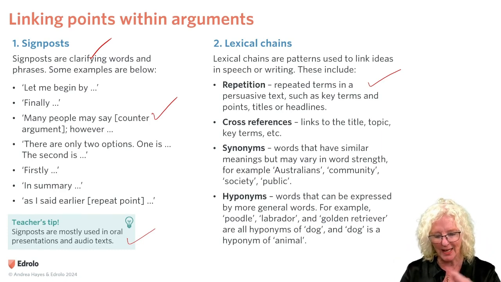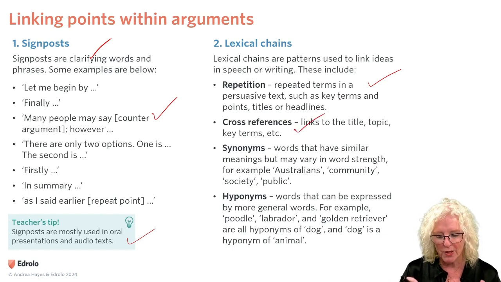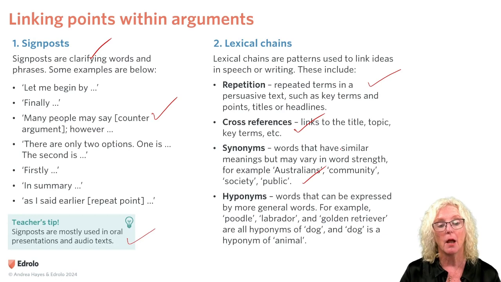Cross-references, so these are linking again to titles, key terms. Synonyms, words that have similar meanings but may vary in word strength. For example, Australians, community, society, public, all very, very similar. And then we have hyponyms, words that can be expressed by more general words. For example, a poodle, a Labrador, golden retriever are all hyponyms of dog, and dog is a hyponym of animal.